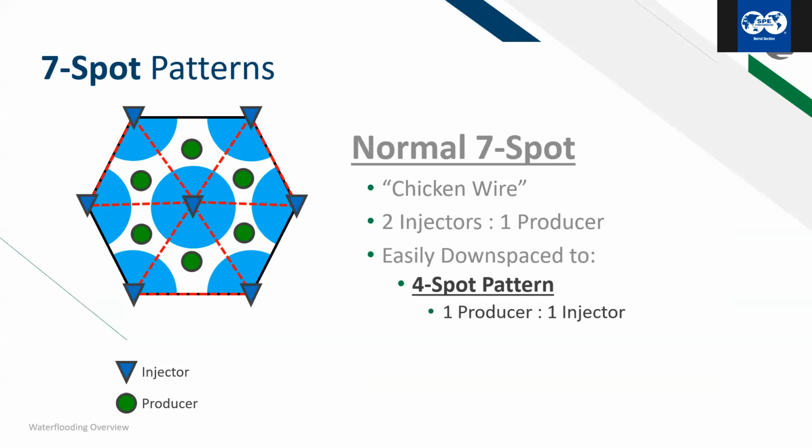The fields in which I've seen a 7 spot pattern used are fields in which the rock properties in the reservoir or the fluid properties mean that the oil is not going to flow very well, and so you're going to need tighter spacing, mainly tighter spacing.